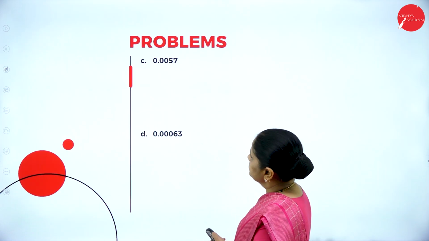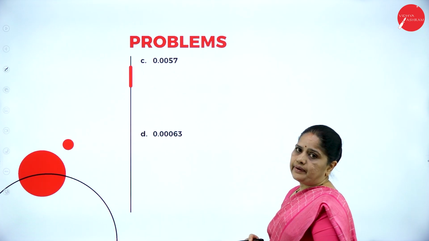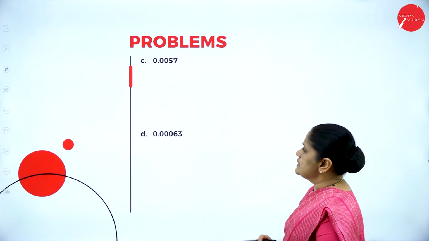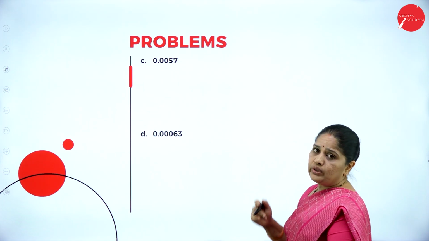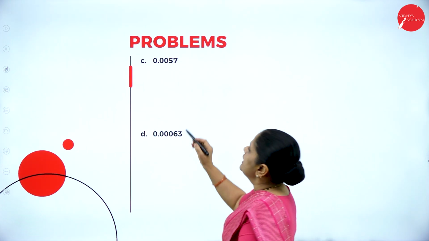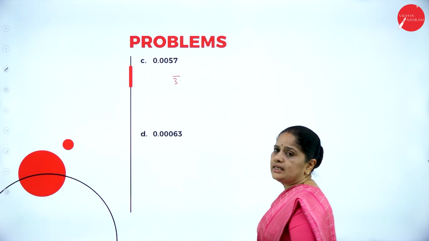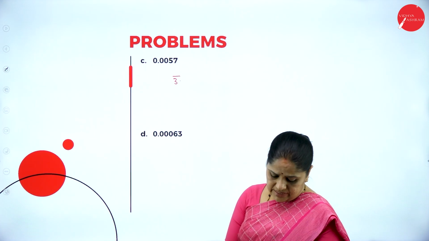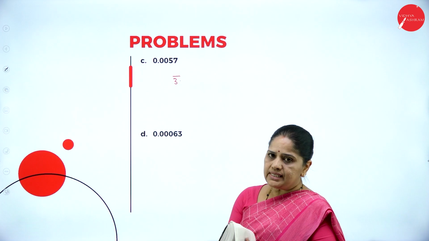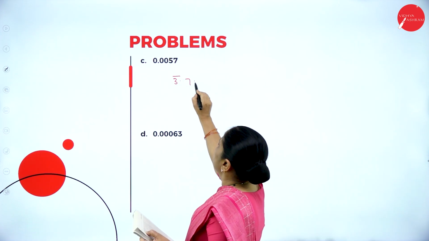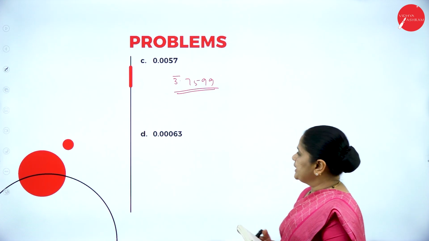The next one, the log value of 0.0057 here. So the number to the left of the decimal sign is 0, and after that we have 2 zeros after the decimal point. Totally I'll write it as 3 bar. Then I will see the number 57. So 57 means 7599. So this is the value of this number.